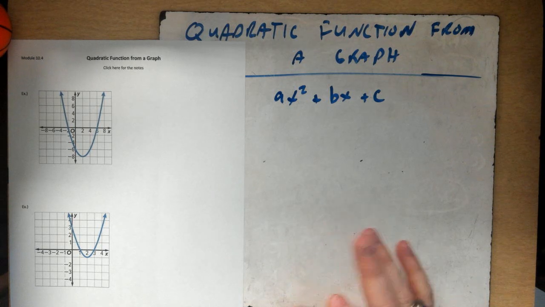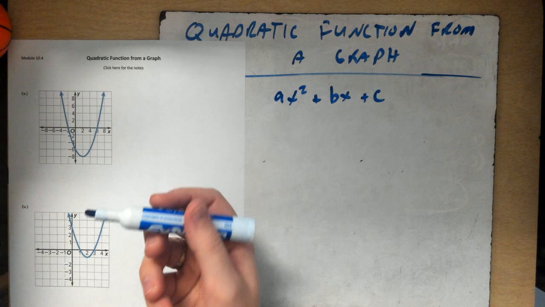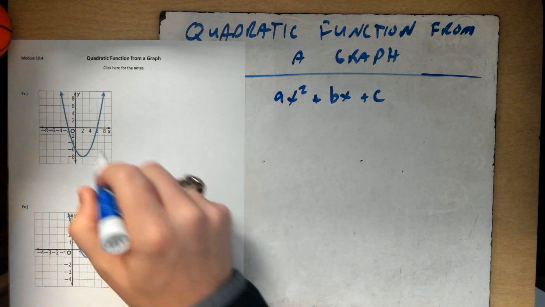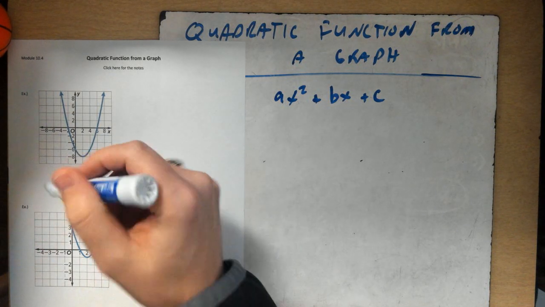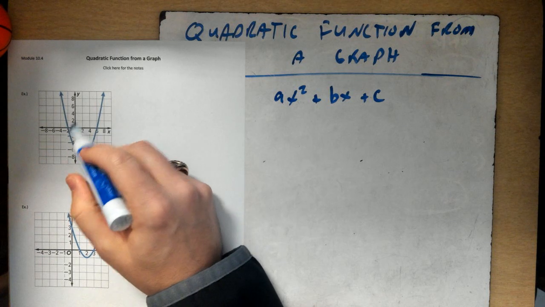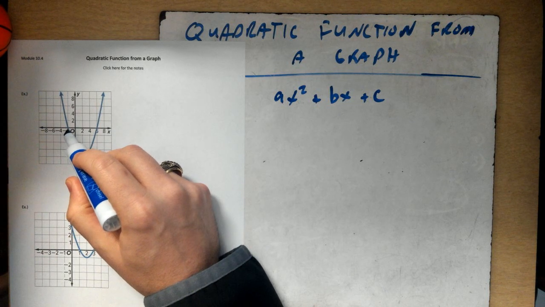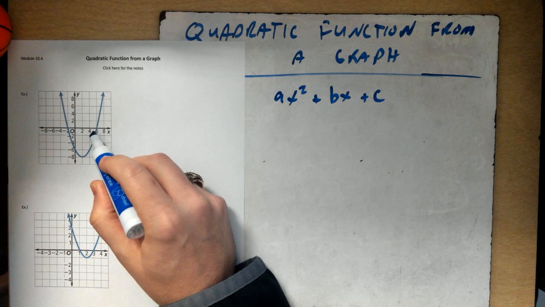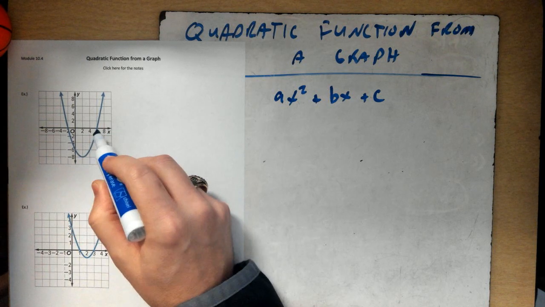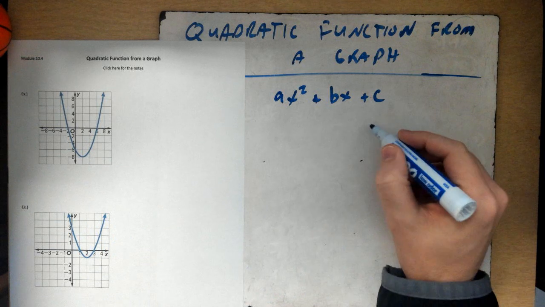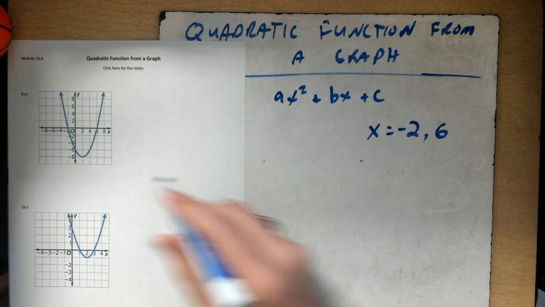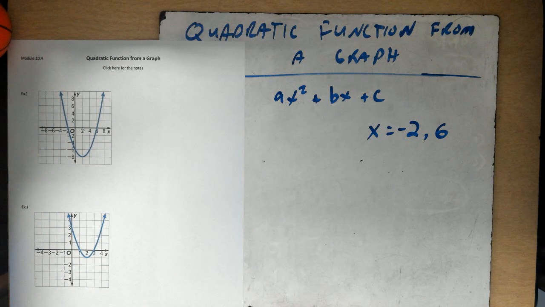So the first thing we want to do when we look at a graph is find the x-intercepts, okay? So where does it cross my x-axis here? Remember, the x-axis is the one that goes left and right. So if you look, our function crosses at 2 points, right? It crosses at -2, and it crosses at +6. So I'm going to write that down: x equals -2 and +6. Those are my x-intercepts, okay?